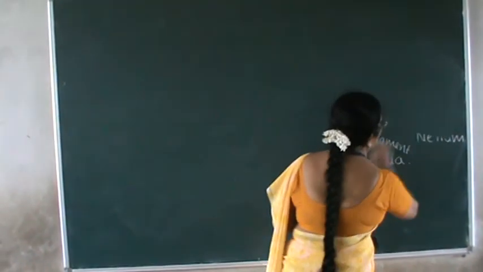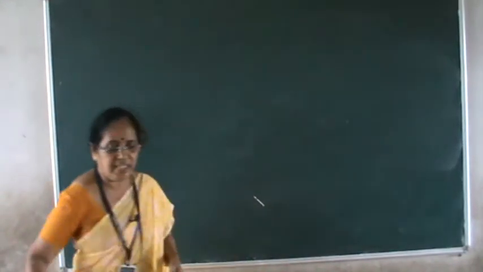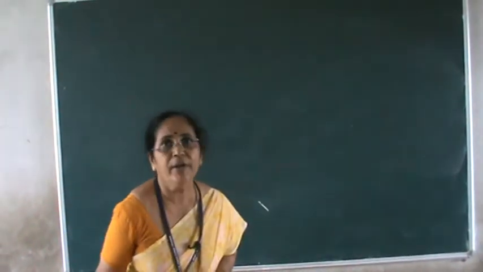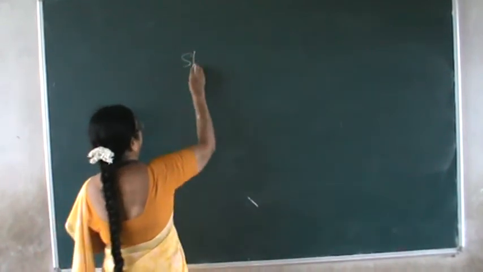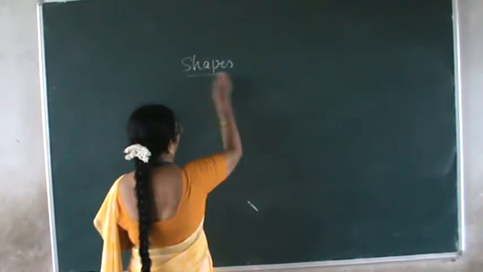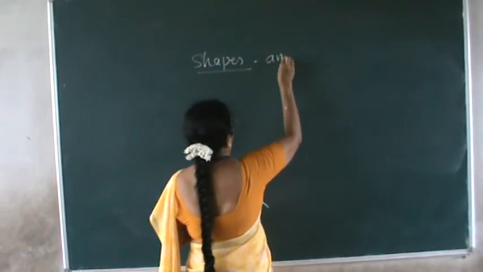These are all the feature words which can be used during the description of a flower. If it is there, you are going to describe it, otherwise no. Okay, now the shapes of the anther. Shapes of the anther.